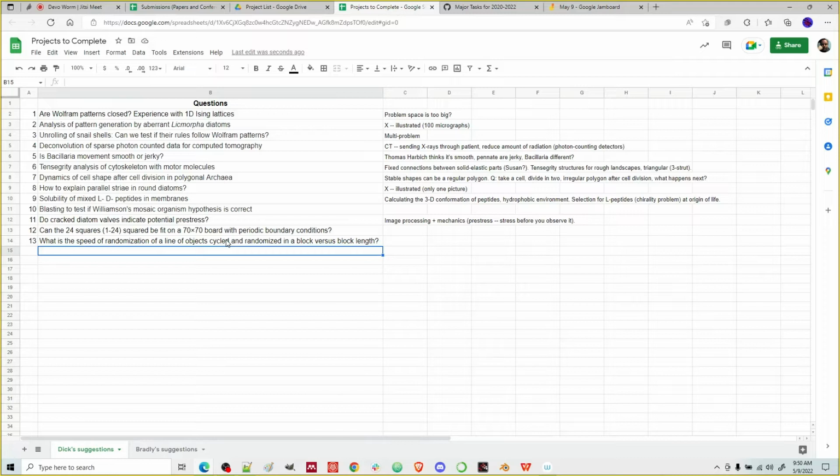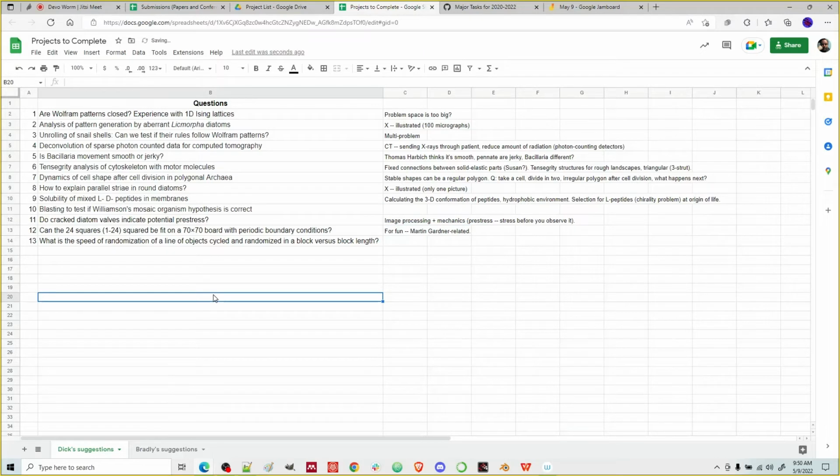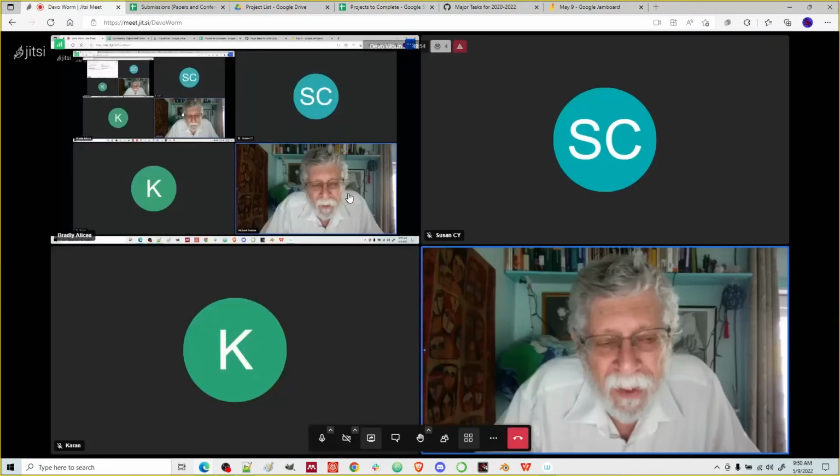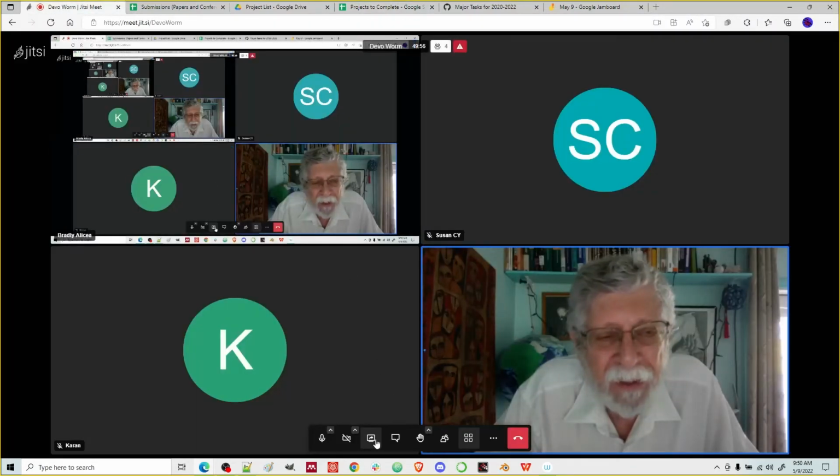These, as I said, are just for fun. Martin Gardner, who used to work for Scientific American, posed a problem: if you take the sum of the squares of 1 to 24, they're equal to a square, which is 70 by 70. Then he asked the question, if you make a 70 by 70 board, can you put all 24 squares on it? And it took decades before somebody finally figured out the answer was no.